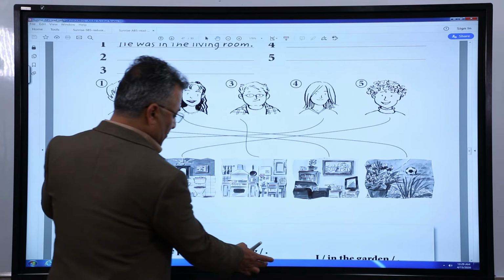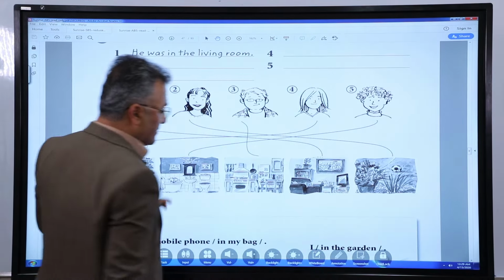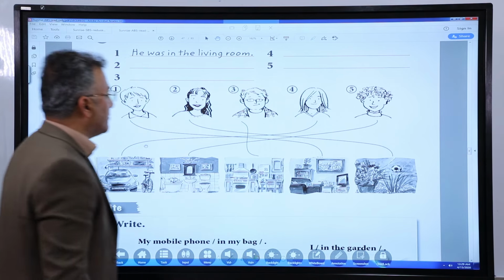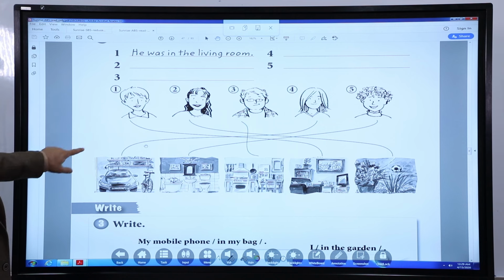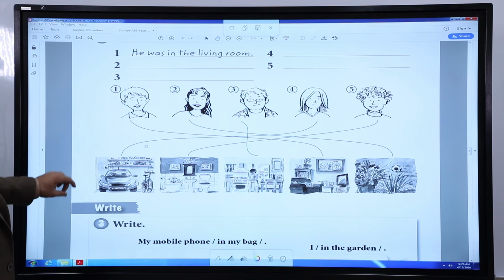If you could open your book, activity book, page 46. And we have to finish these activities number 2.